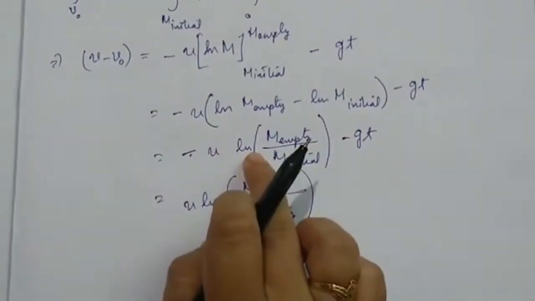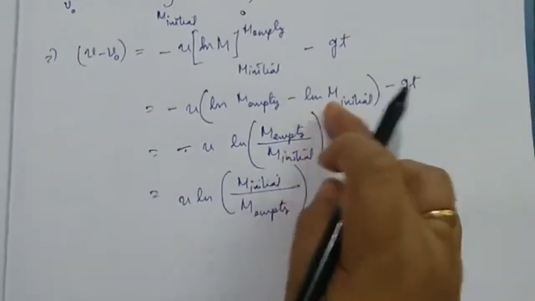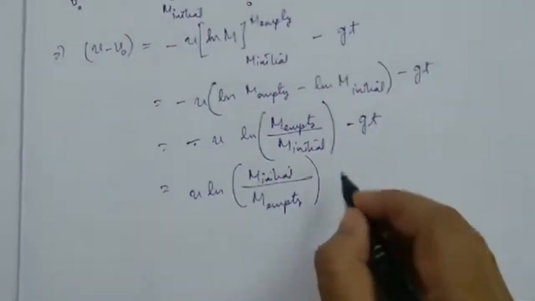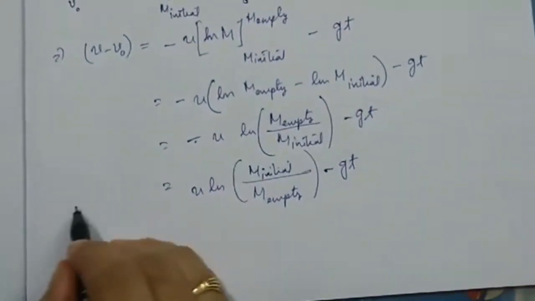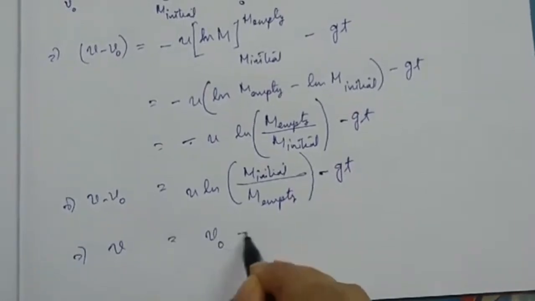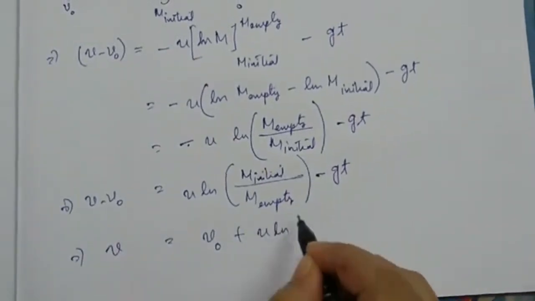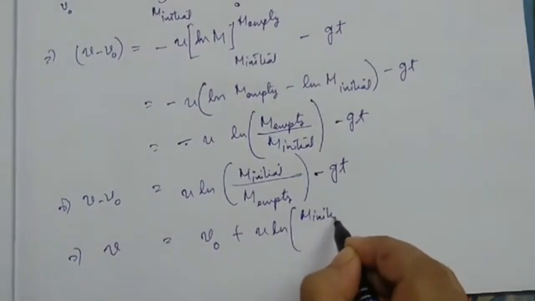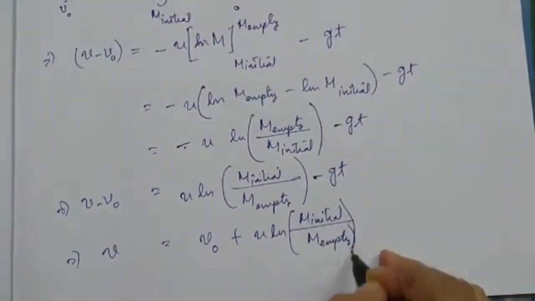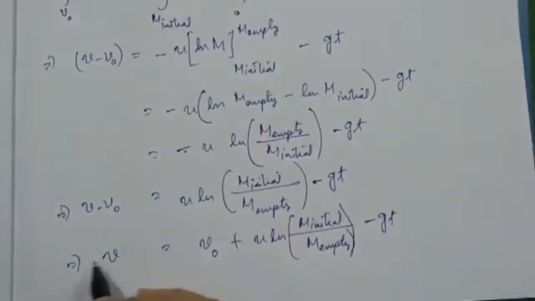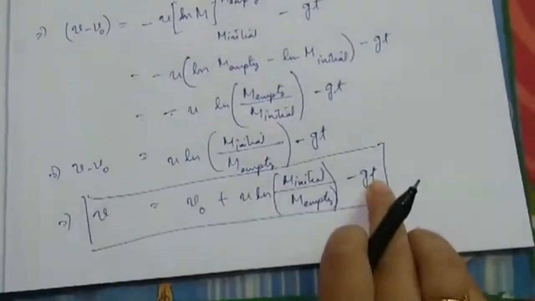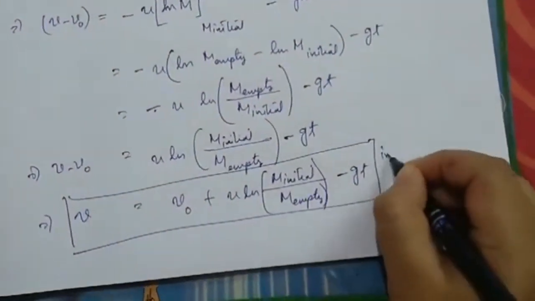This minus, this logarithm, is it? So this minus can go there as minus 1, 2 power minus 1. 2 power minus 1 means it will be reversed. Okay, that's g into t. So v minus v naught. So v is basically equal to v naught plus u ln m initial by m empty minus gt. So this is the velocity of a rocket at any instant t inside the Earth's atmosphere.